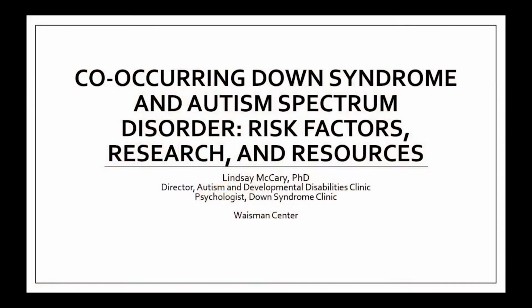Today I'm going to talk a little bit about the co-occurrence of Down syndrome and autism spectrum disorder. We could spend most of the morning talking about the overlap of these two conditions, but this is really a broad overview, and I'll be on the clinician panel later if there are additional questions.